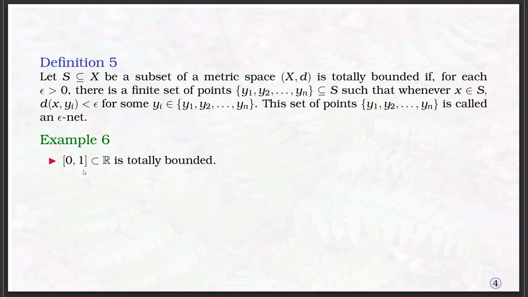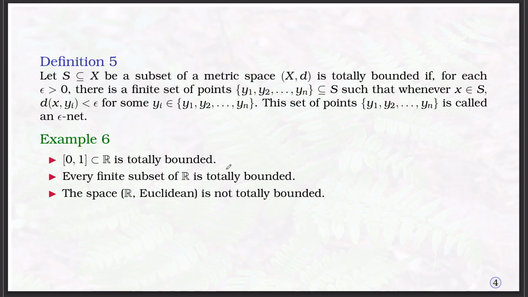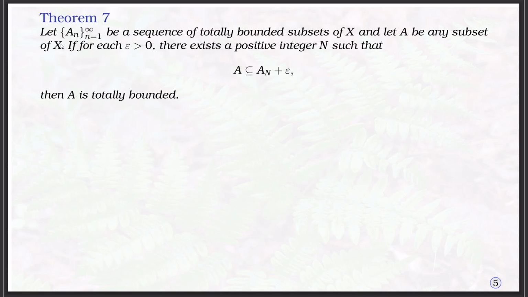So, the closed interval [0, 1] is a totally bounded set. The closed interval [0, 1], which is a subset of R, is totally bounded. Every finite subset of R is totally bounded. If you are taking any finite set, it is a totally bounded set. The metric space R with the Euclidean metric is not totally bounded. Now, consider the sequence An of totally bounded subsets of X.